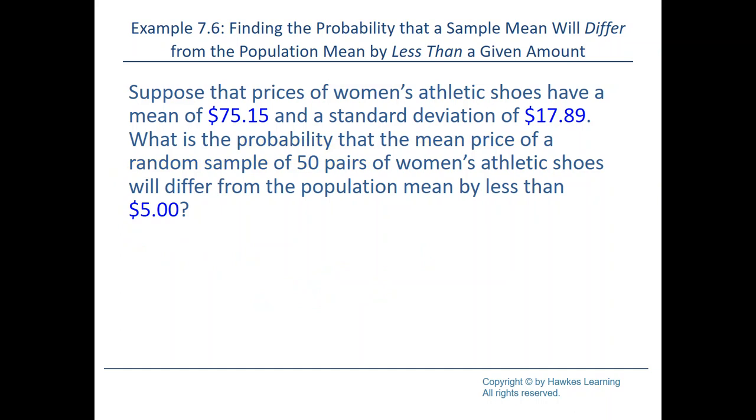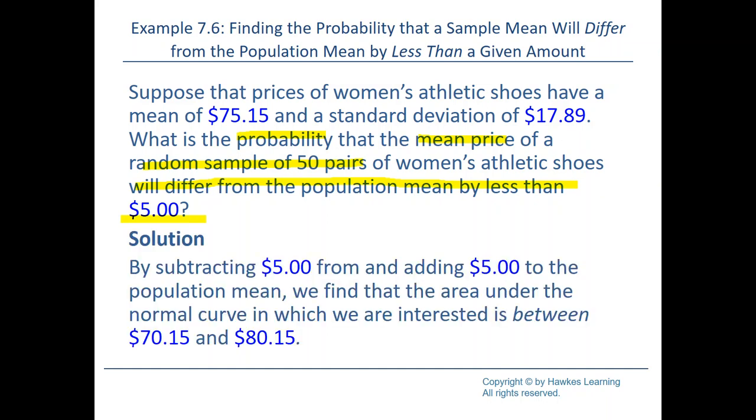Now, the other part that I want to make note of is not only that it's the probability of the mean price, and then they give me the amount there. The best part here is that it will also differ from the population mean by less than $5. Now, what this means is subtracting 5 and adding 5 to the mean. That's what we mean by differ. That's where we get that above and below option. So remember that the mean price they told us up there was $75.15.